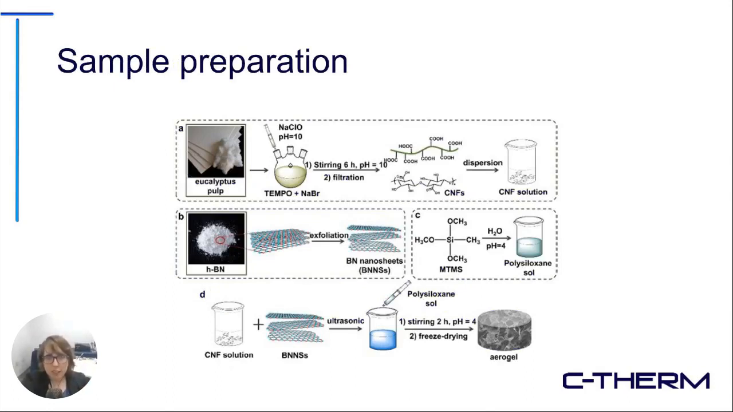So this slide basically shows the concept of how these aerogels were manufactured. It's essentially a four-step process where they first prepare the nanofibers and also exfoliate boron nitride to generate boron nitride nanosheets, and then basically make that into an aerogel material using a sol gel process.